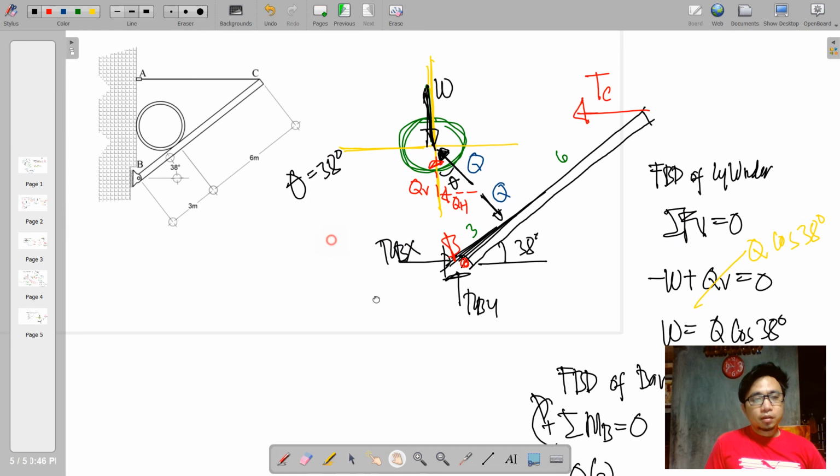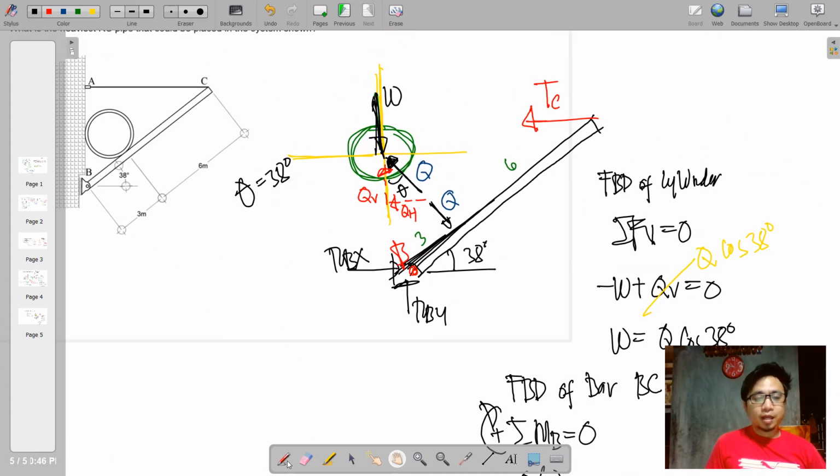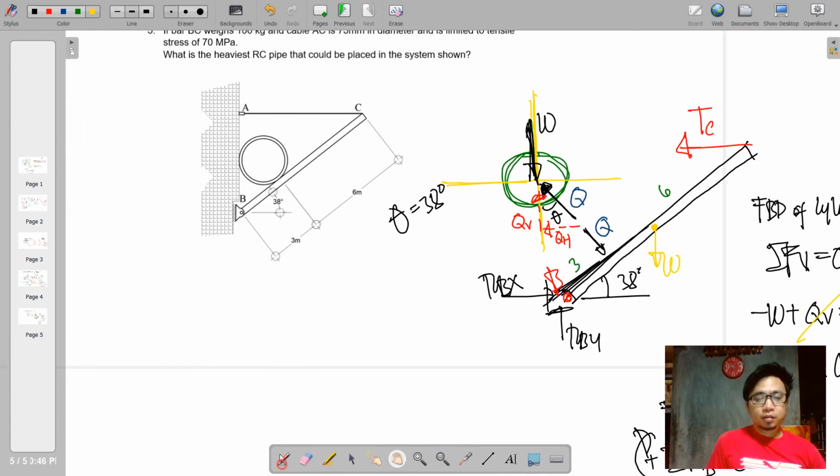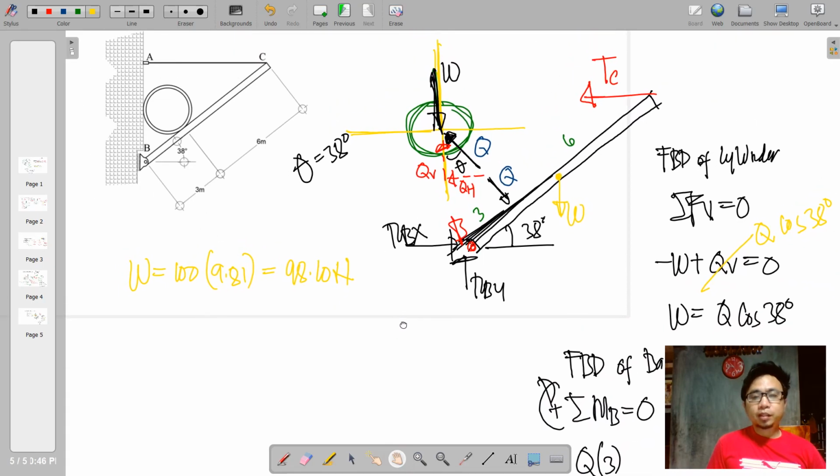Does the bar have weight? The bar BC is said to have weight. Of course, we really need to consider also the weight. So this is the centroid. We have here a weight. The weight will be equal to 100 kilograms times 9.81, and that equates to 98.1 newtons.